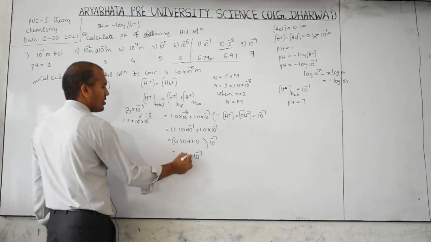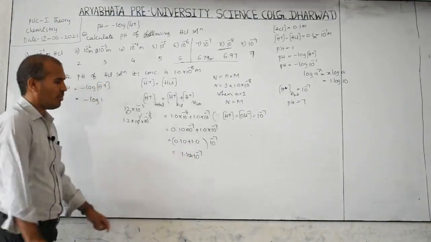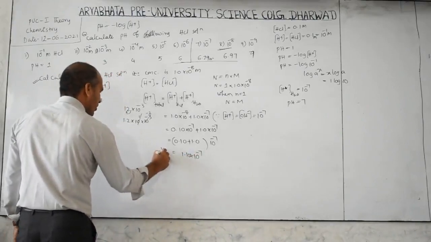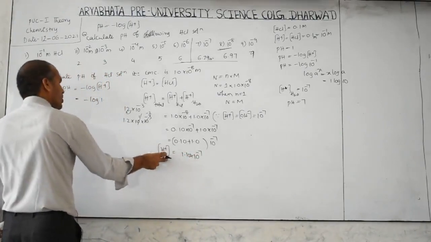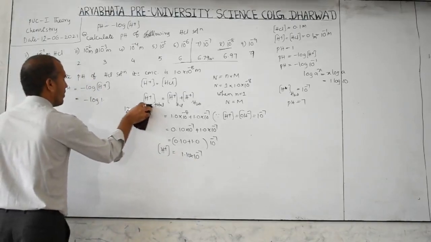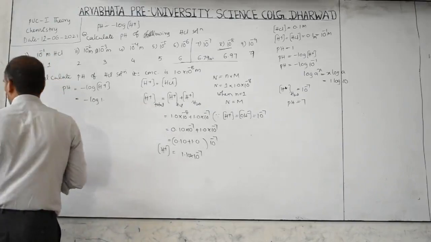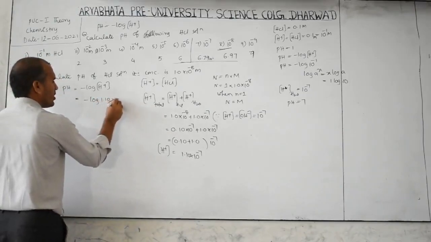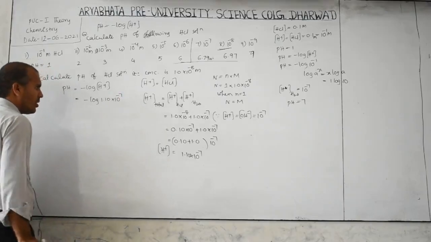And if you want the 0 as well, that's fine, but there is no meaning for it. This is the concentration of H plus ion. Now you can put here 1.10 into 10 power minus 7.